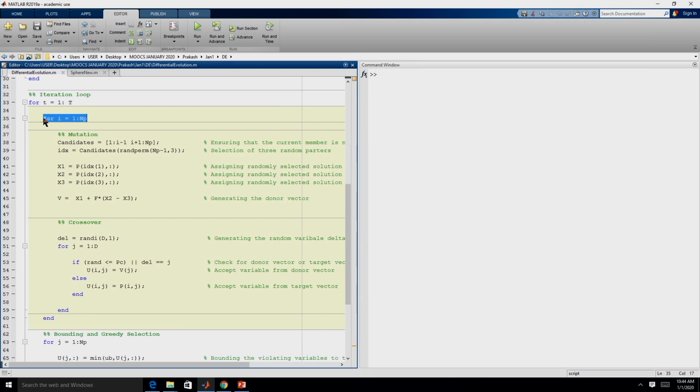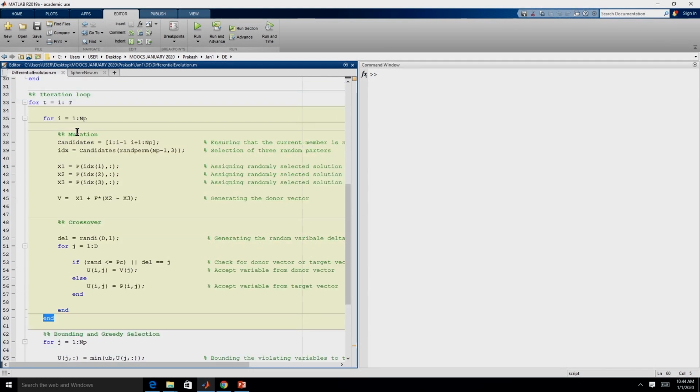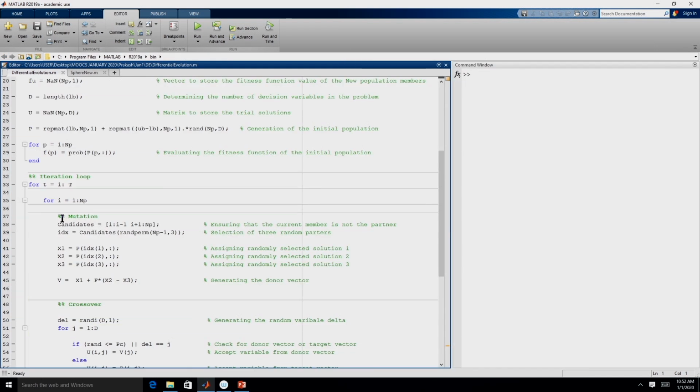Anything between this line 35 and this line 60 will be repeated NP times. So, basically what we are doing is, for each member we will be performing a mutation and crossover. So, now we need to perform mutation. If you remember, the equation for mutation required us to have 3 randomly selected solutions. So, what we can do is generate 3 random numbers between 1 and NP, and we can check whether they are equal to i or not.